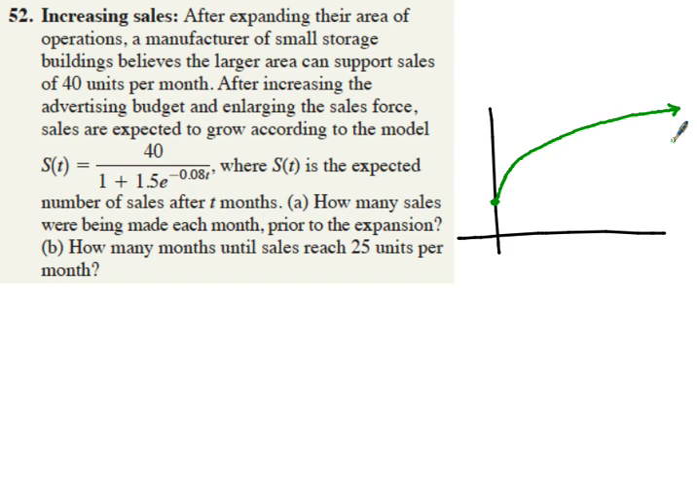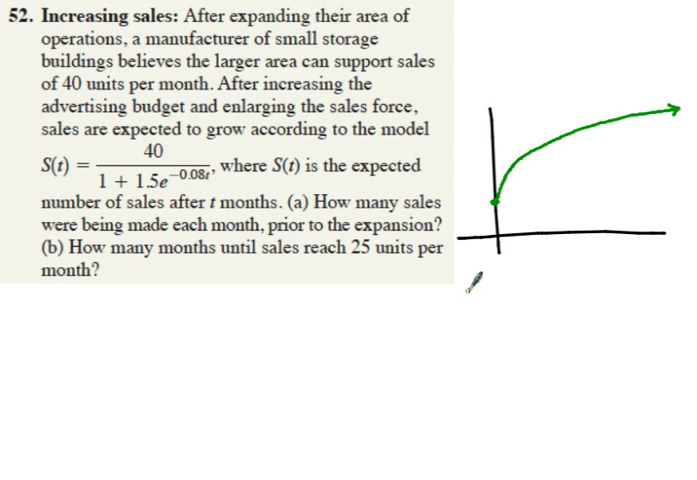Now, after increasing their advertising budget and enlarging the sales force, we're going to expect to grow according to this model, where S is the expected number of sales and T is the number of months, so it's over time. So how many sales were being made prior to the expansion? What can we do to try to help figure that out?